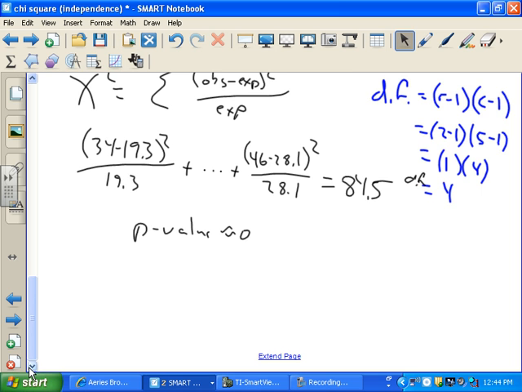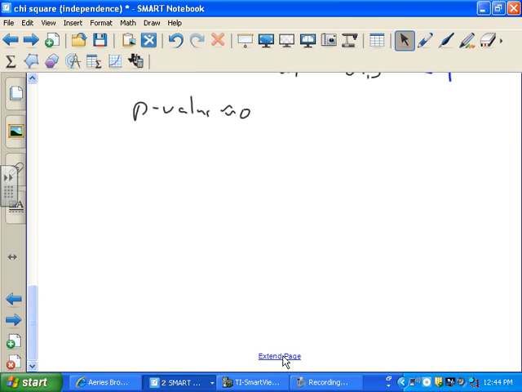P-value is approximately 0, so we're going to go ahead and go P-value less than or equal to alpha. 0 is less than or equal to 0.05. That's going to be reject the null hypothesis. And we'll go ahead and write the conclusion.